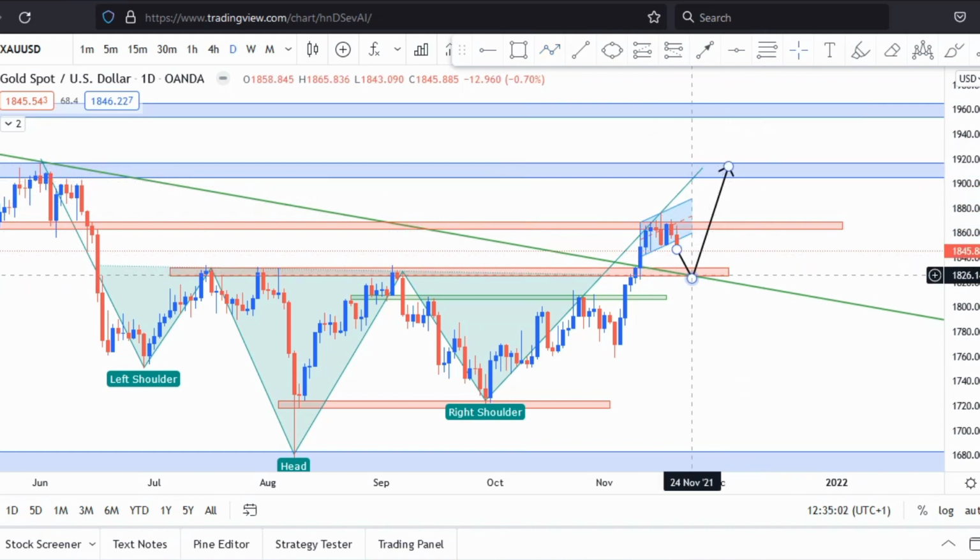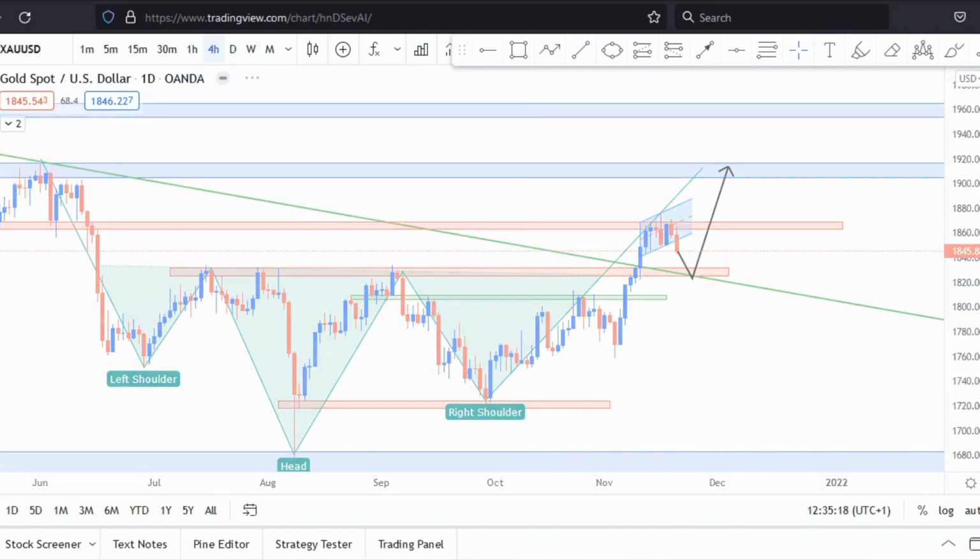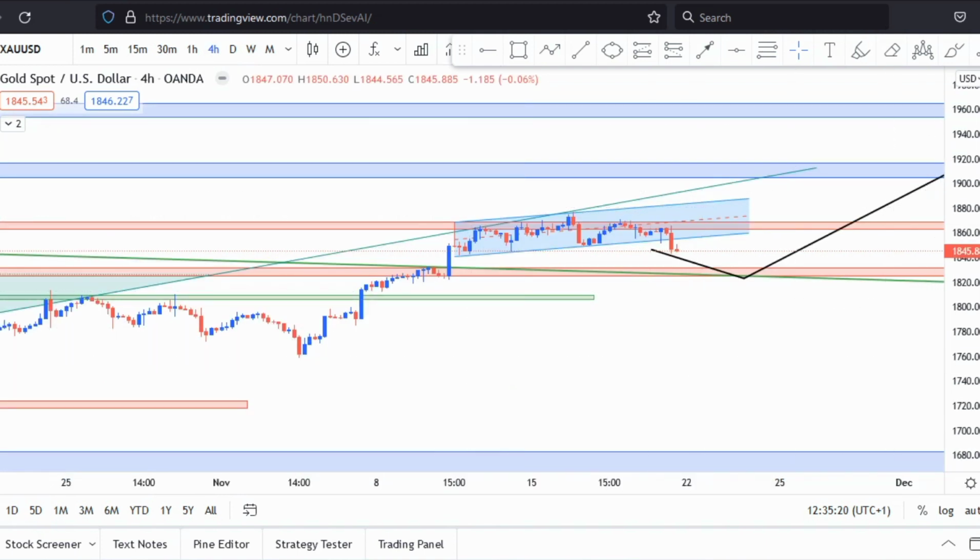Also, we should know that there's a possibility that price could break below this trend line and just continue all the way to the downside, meaning that this breakout here would just be like a false breakout and then continuation to the downside.